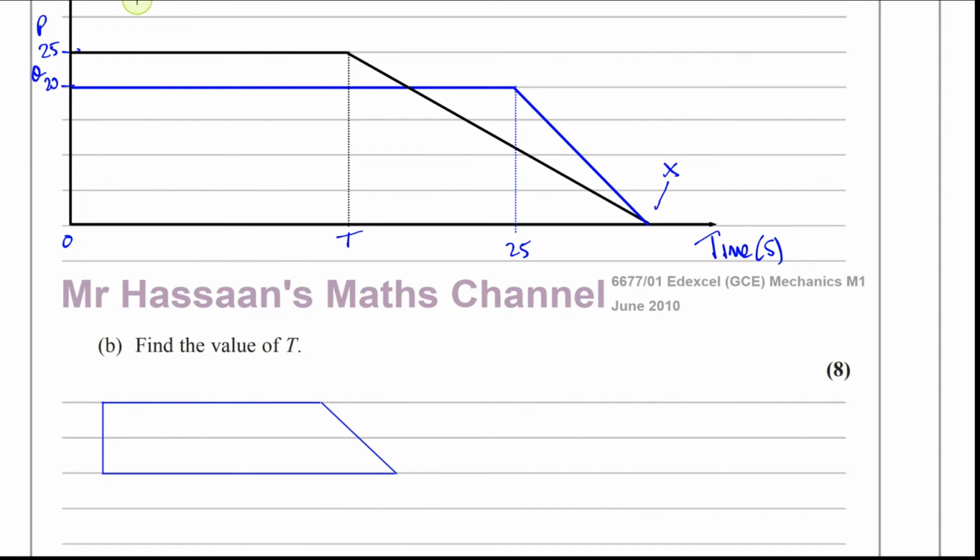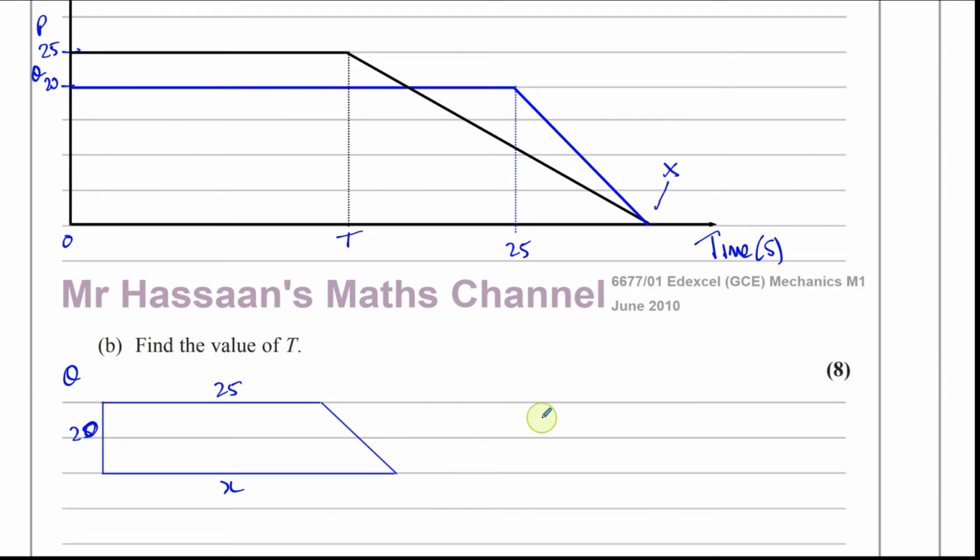What we have here is that the height of the trapezium is 25, and the shorter side here, if we look at Q, is 20, and this is 25. And here we don't know what it is. Let's call this X. This is the length of the larger side.